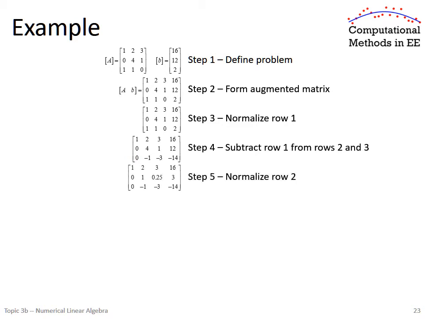Now we move on to the next row. We normalize row 2 by dividing by the diagonal element. That gives us a 1 in the diagonal position. Then we start our next loop that goes through the other rows. And we subtract row 2 from rows 1 and 3 in a way that gives us zeros in these two positions.